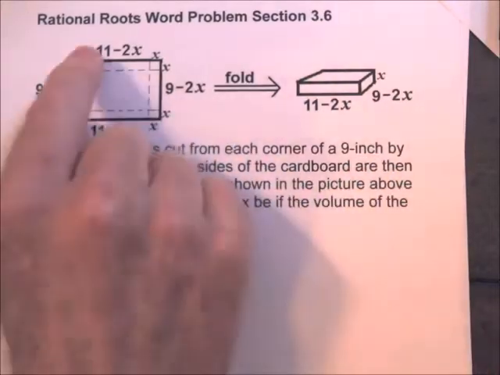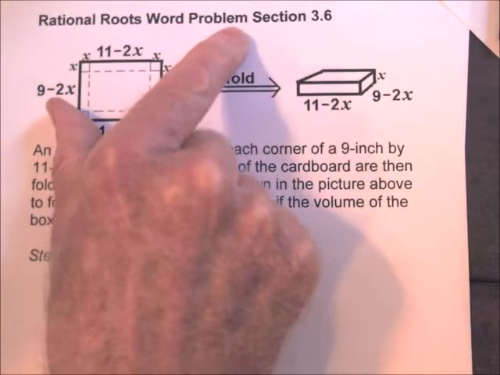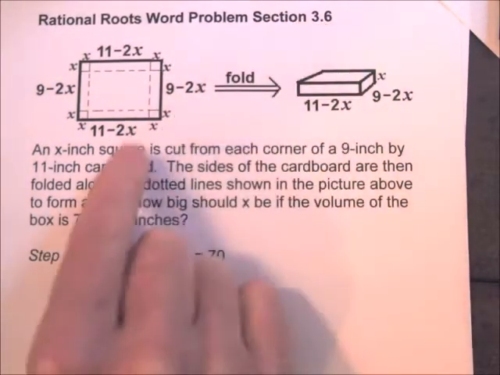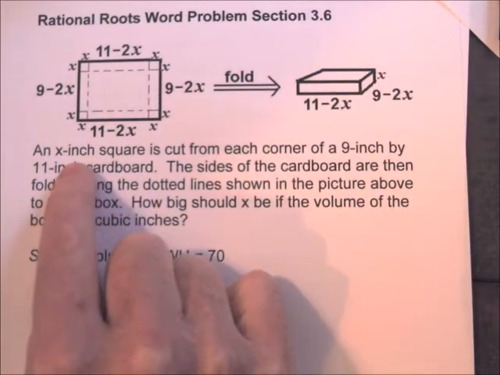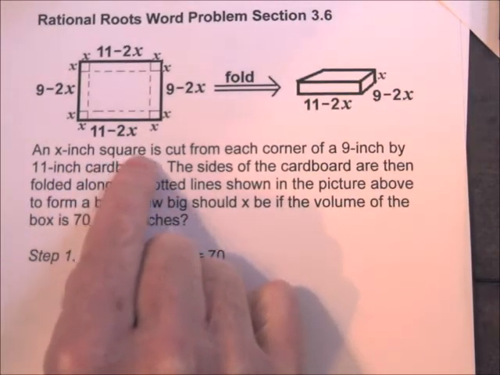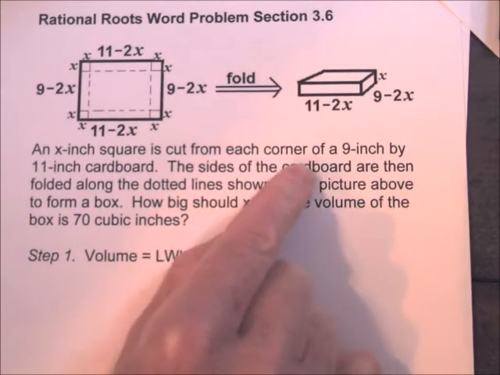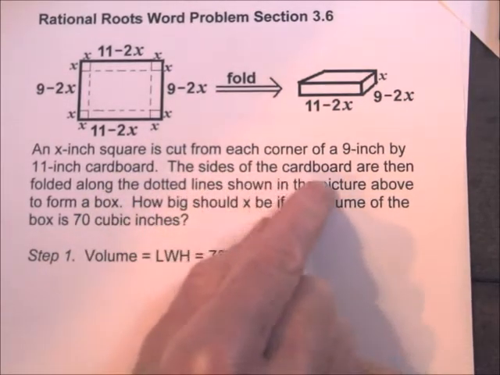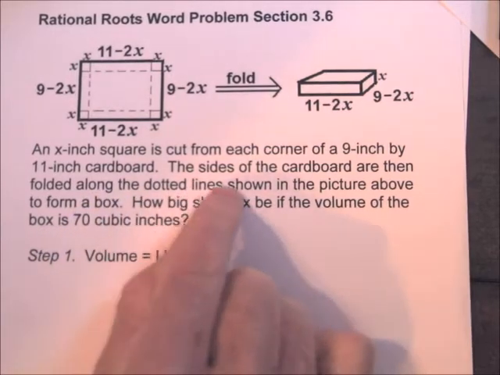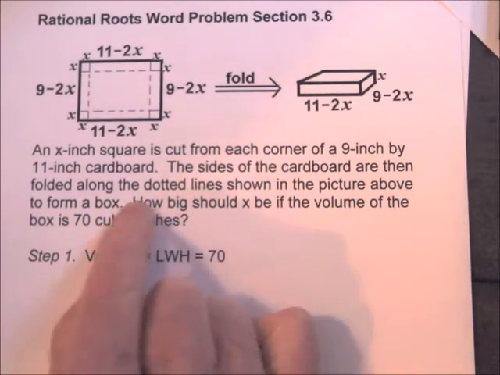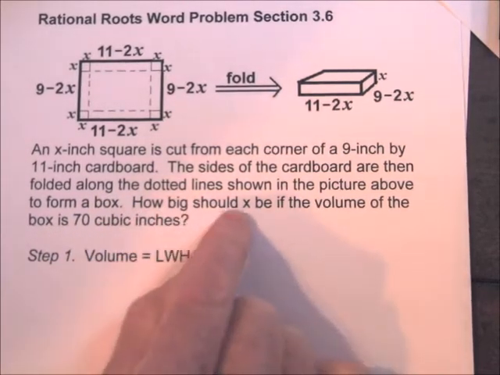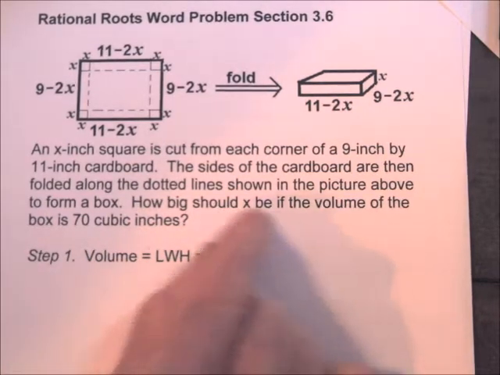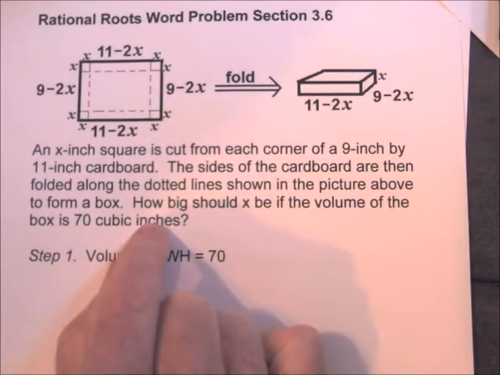Okay, rational roots word problems, section 3.6. An x-inch square is cut out from each corner of a 9-inch by 11-inch cardboard. The sides of the cardboard are then folded along the dotted lines as shown in the picture above to form a box. How big should x be if the volume of the box is 70 cubic inches?